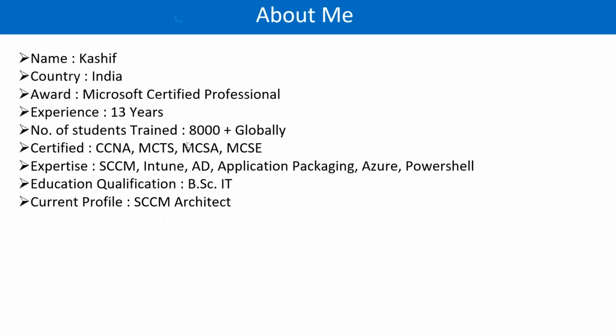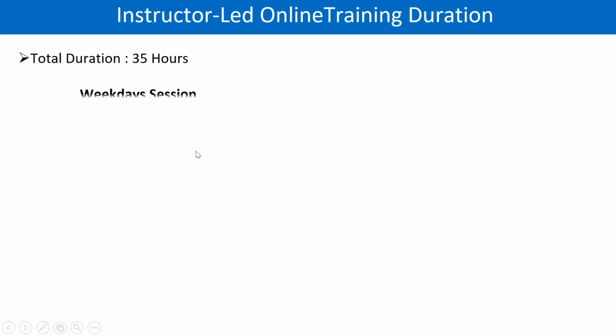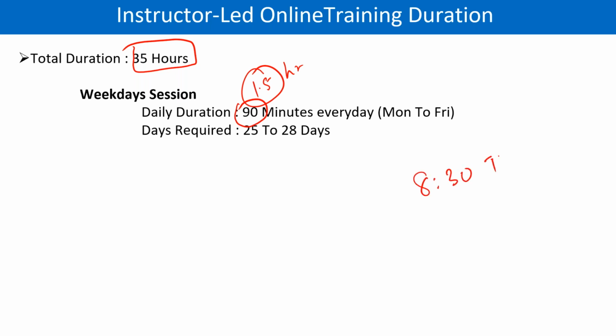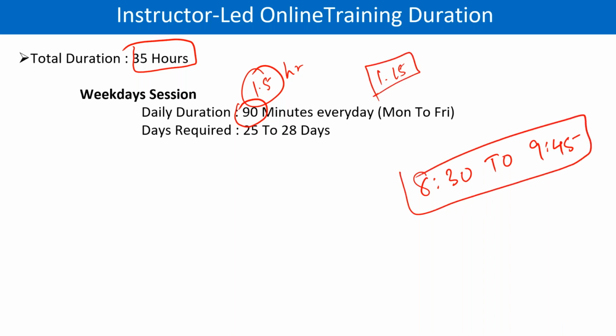Let me take you to the next slide. Now, the duration of this training is going to be 35 hours in total. Daily, we will do 90-minute session, 1.5 hour session, right? 1.5 hours. So 8:30 to hopefully we will be able to finish it off by 9:45. 1 hour 15 minutes. We will try to finish it off before 10 o'clock. Okay, that will be the evening time for us.